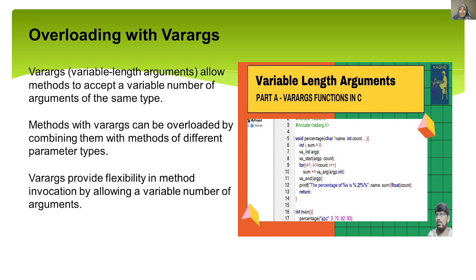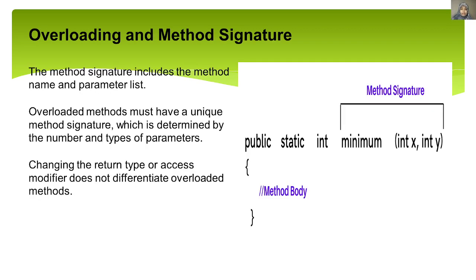Overloading with varargs. Varargs stands for variable length arguments. They allow methods to accept a variable number of arguments of the same type. Methods with variable length arguments can be overloaded by combining them with methods of different parameter types. Variable length arguments provide flexibility in method invocation by allowing a variable number of arguments.